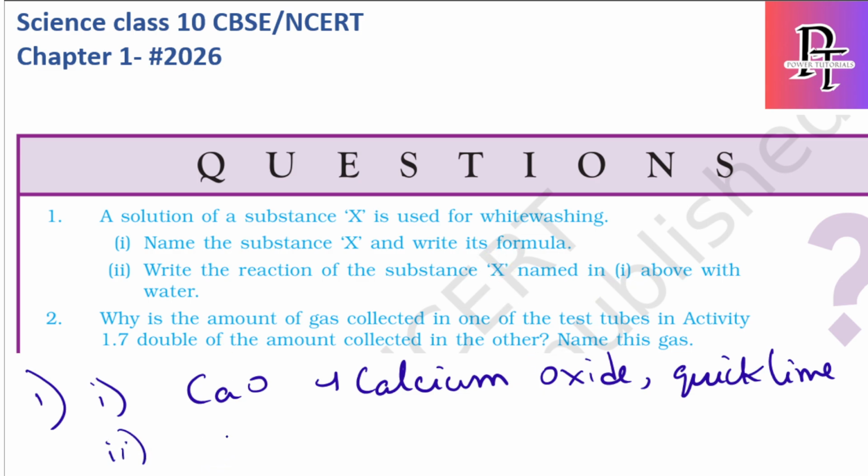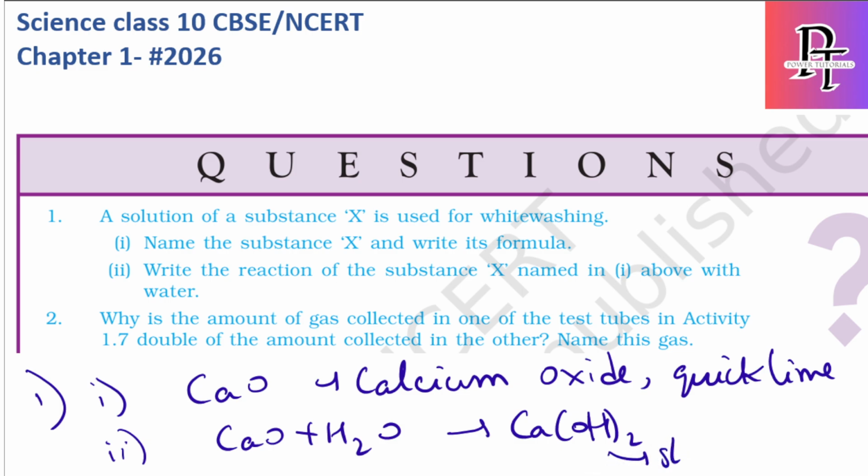So if calcium oxide is reacted with water, it forms Ca(OH)2. That's it, nothing more. So what is Ca(OH)2? Ca(OH)2 is slaked lime. This is nothing but slaked lime.